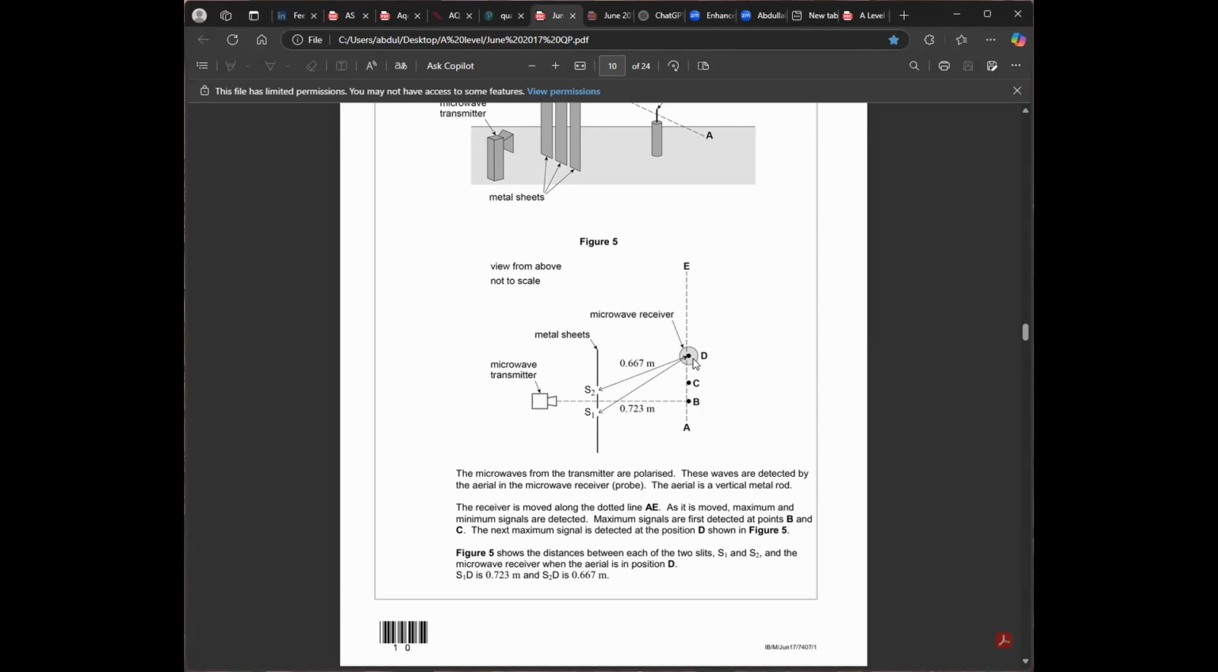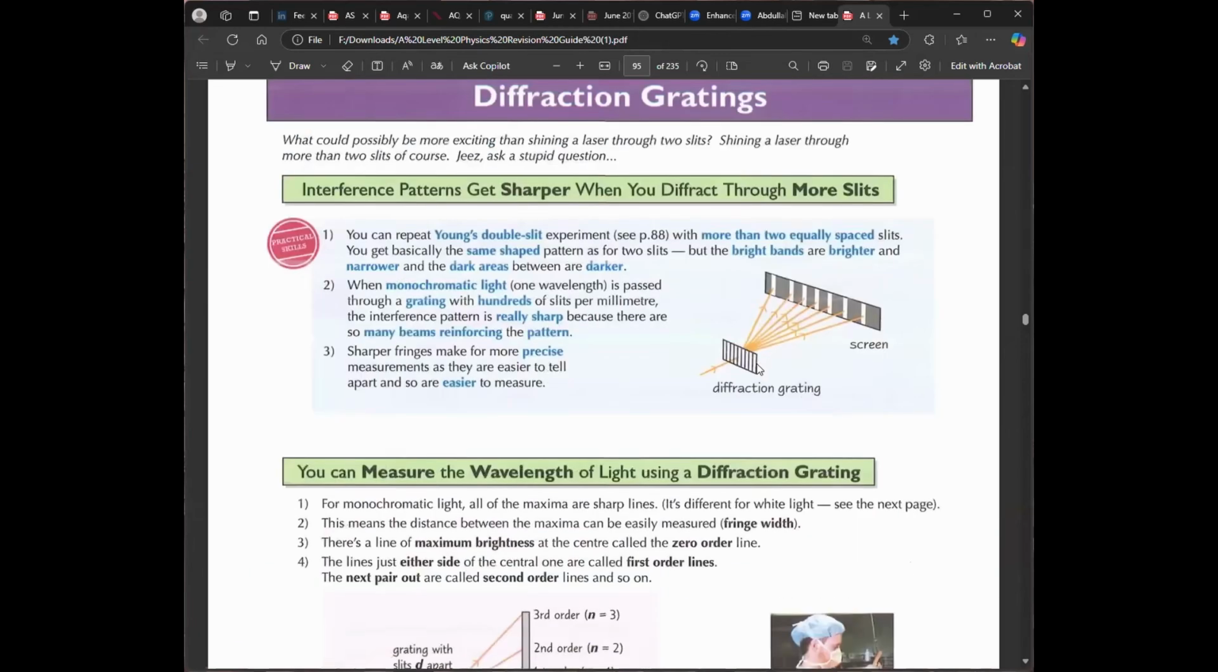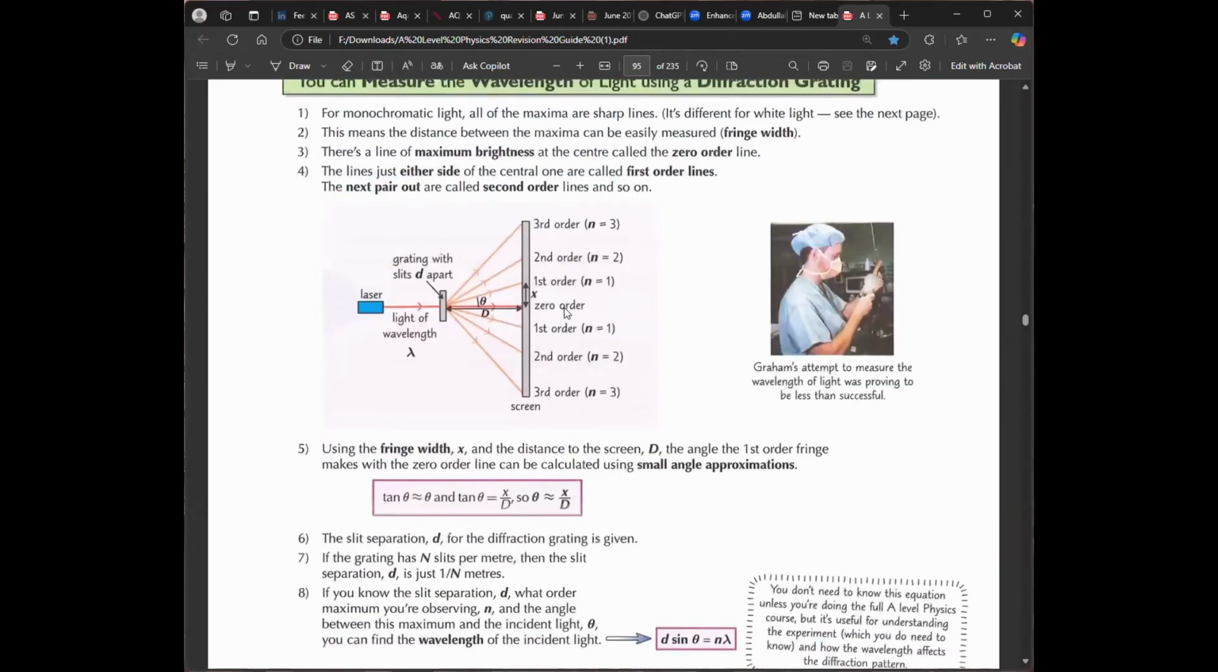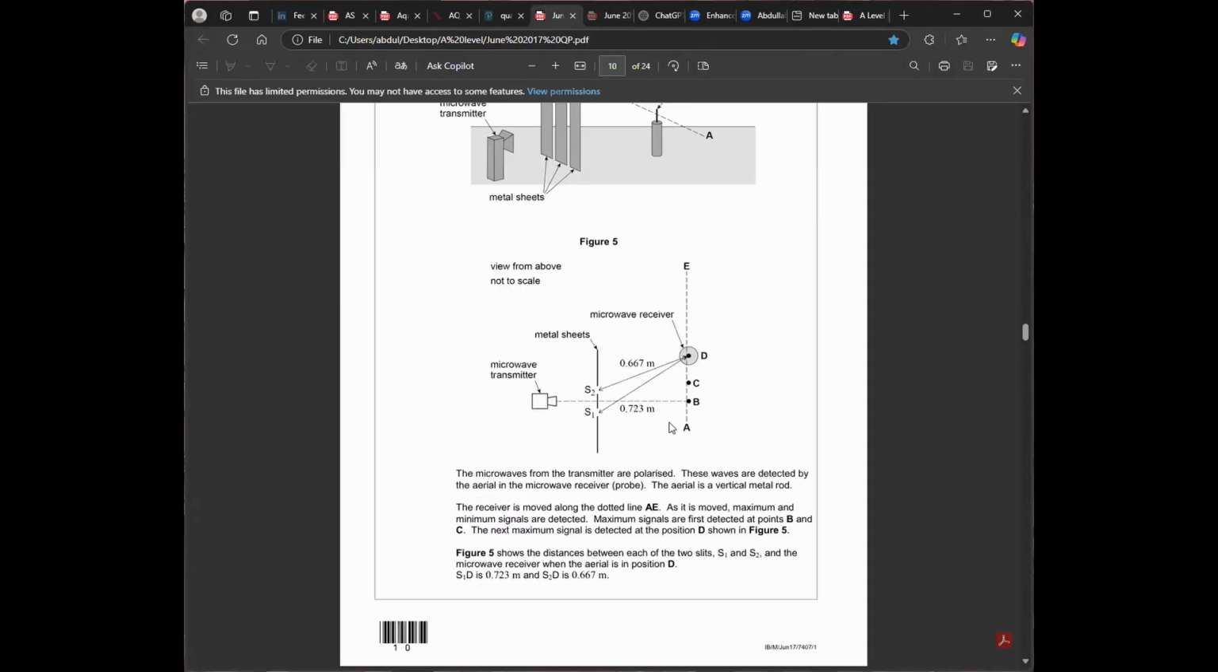So they have noted down where they see the maximum signal, which also tells me that this should basically be the bright fringes, which means that, if we just go to the book, B should be the one that is zero order, and then we have first order, and then second order. So B is zero order, C is first order, and D is second order.